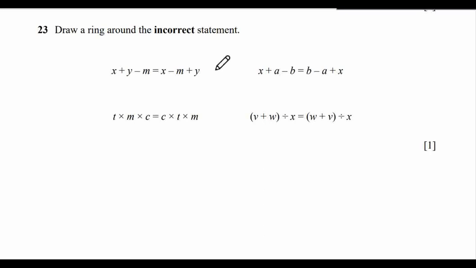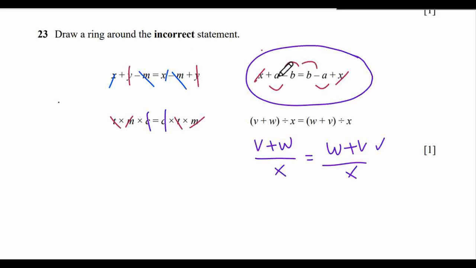Let's check out the answer, guys. So our answer will be this one. Since we see that x plus a, and here is x plus a, in here is positive x, the same positive x, but a in here is positive a, in here is negative a, so it's the opposite sign, and b in here is negative b, and here is positive b. So this one is the incorrect statement. It's not equal, but the rest are actually all equal.